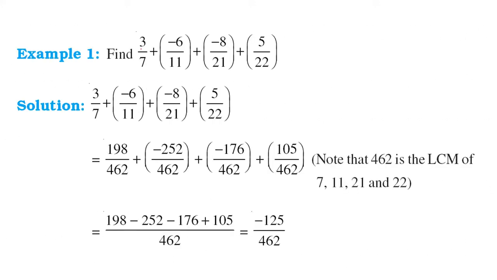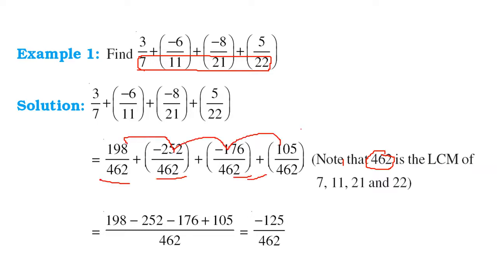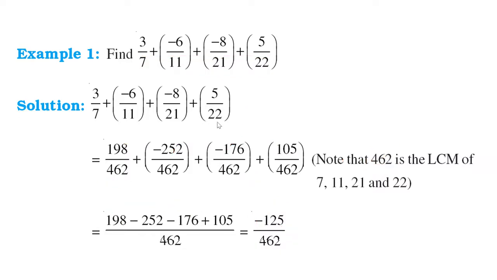Let us take a few examples. This is what we can do, how to add these all, as I just suggested earlier. You can take the LCM of 7, 11, 21, 22, which comes out to be 462, and then you can just add the numerators because now you have made the denominator the LCM, and the result will be something like this. You just have to perform these operations, simple operations.